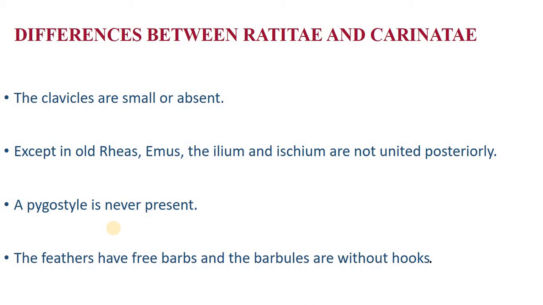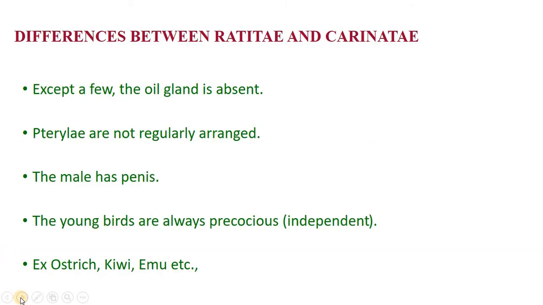Now, except the old rheas and emus, the ilium and ischium are not united posteriorly. So, ilium and ischium are free. The pygostyle is never present; that means in the tail region the pygostyle is never present. The birds have free barbs and the barbules are without hooks. So, the feathers have free barbs and the barbules are without hooks. This is another feature of the Ratitae.